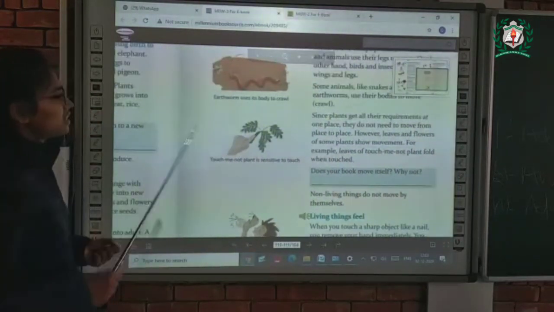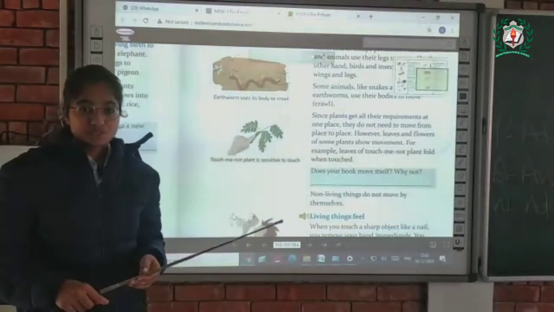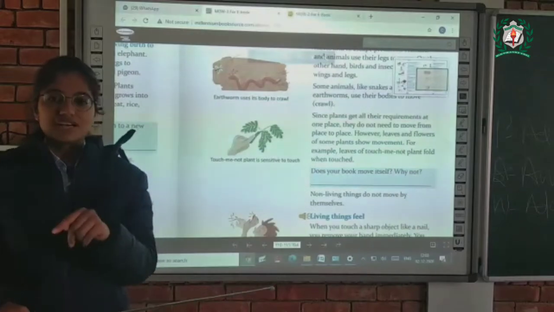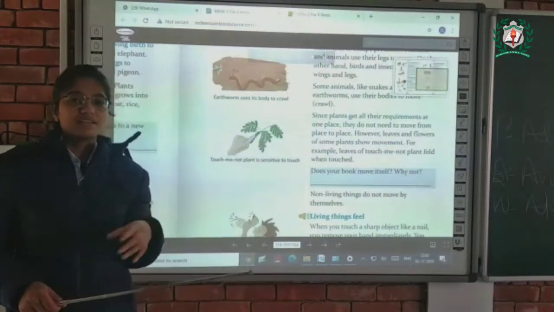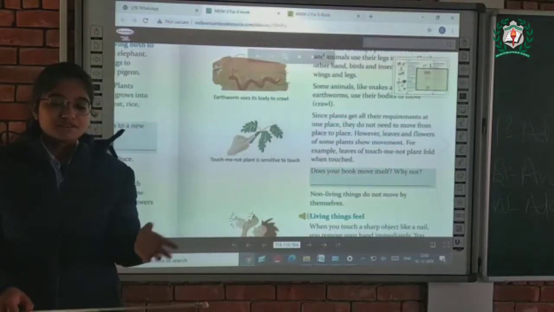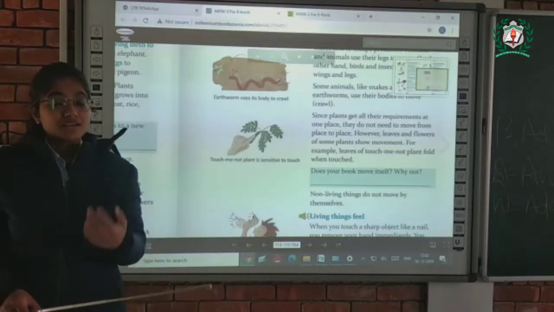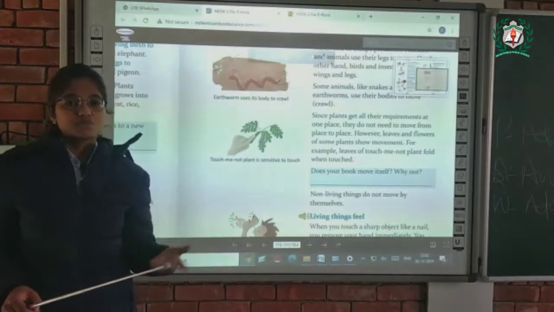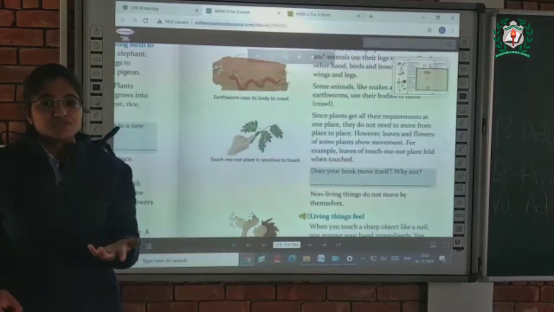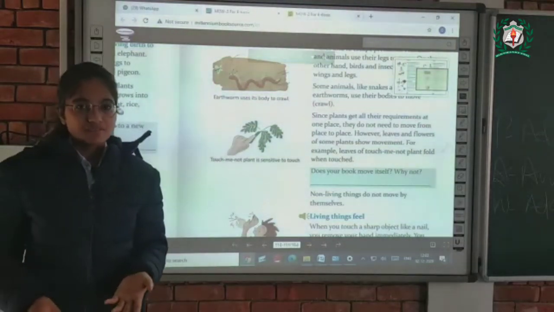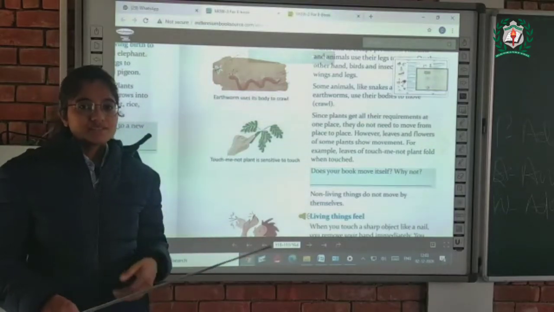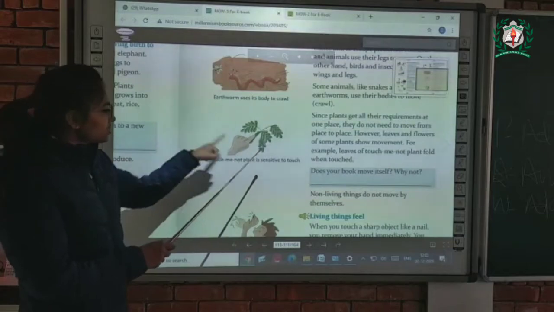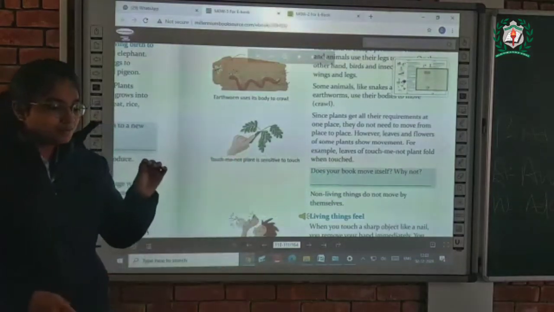So if you have seen one plant that is called touch me not, if you touch the leaves of that plant, they immediately shrink. The leaves of that plant immediately shrink. That also shows movement in plants. All the trees and plants do not move because everything which they need, they get from the soil where they are present. But some plants like touch me not, the leaves look like this, and when you touch the leaves of these plants, they will shrink immediately.